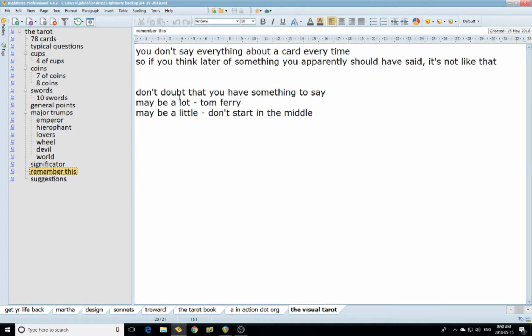And the other thing I wrote here was, don't doubt that you have something to say. Because sometimes if somebody comes to you for a reading, if you say 10 things during the reading, they may remember and work with all 10 things that you say. But they may only remember one of them, and that's important. So I wrote down here, there may be a lot, and I've got Tom Ferry here, because Tom Ferry's a coach. He's a coach for people selling real estate, and he's very interesting and entertaining.